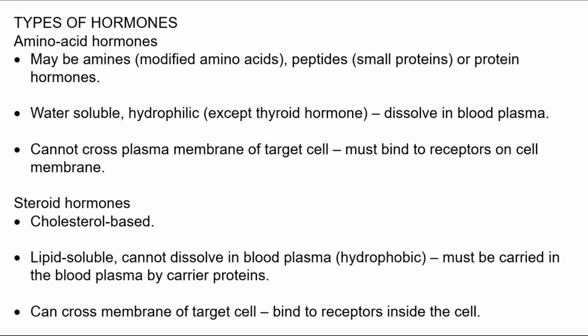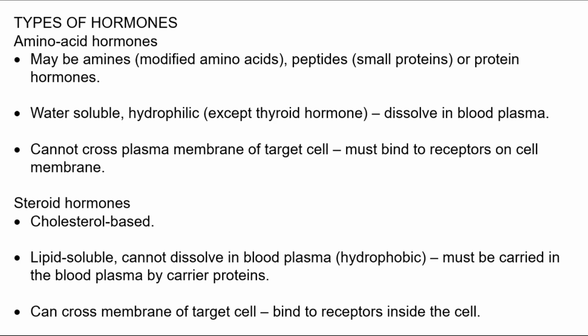The amino acid hormones may be amines, which are modified amino acids, small proteins that are called peptides, or proteins themselves. These hormones are water-soluble and are dissolved in the water of the blood plasma. The exception to this are the thyroid hormones, which are amino acid-based but function as though they are steroid hormones.